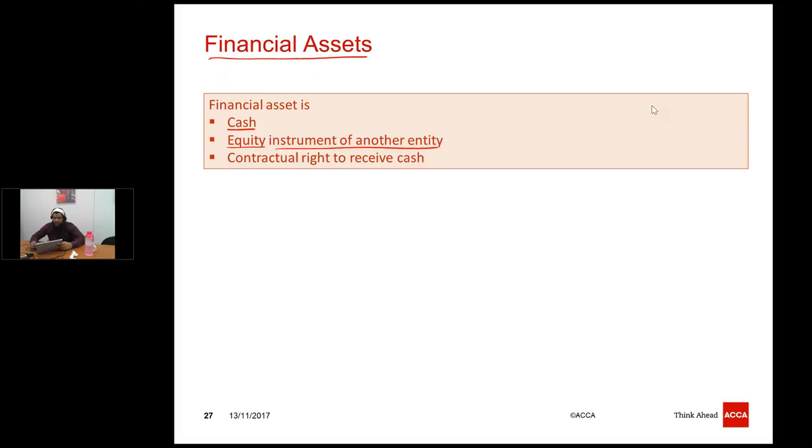fair value. So financial asset is cash, equity instrument of another entity. By equity instrument, we mean ordinary share capital and irredeemable preference share capital. And the third point is contractual right to receive cash. Contractual right to receive cash would include receivables, trade receivables, and any loan to employees.